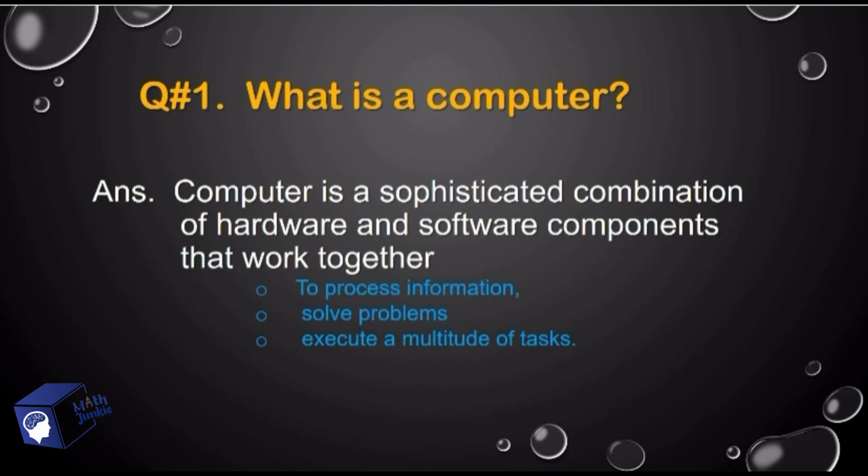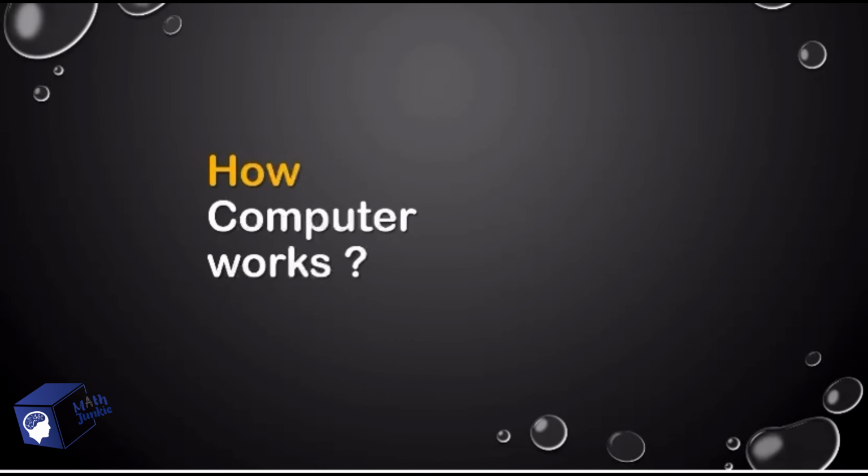So whenever there may be a question that what is a computer, you have to come up with a complete and precise answer. First thing, it's a combination of hardware and software components. Second part, that they work together. And third, why they work together? To process information, to solve problems, and execute multiple tasks. Very next simple question is how computer works.